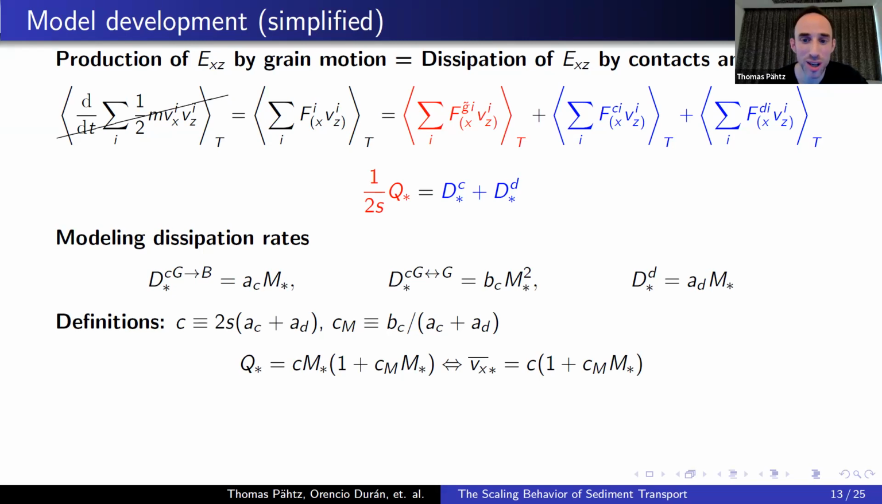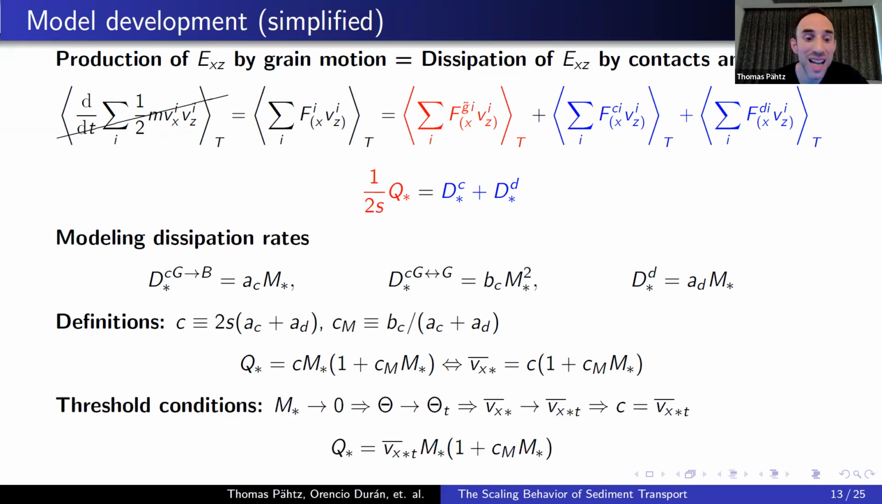Now we can look at the special case of m star going to 0, the number of transported particles going to 0. That is what I call threshold conditions. Okay? So when m star goes to 0, then the velocity of moving particles will be the velocity at the threshold. And from this, I extract that this constant C is the streamwise particle velocity at the threshold. By the way, stars here mean dimensionless. So this is all dimensionless. So we end up with this equation. And this equation is now the equation we are going to test with the simulation data.